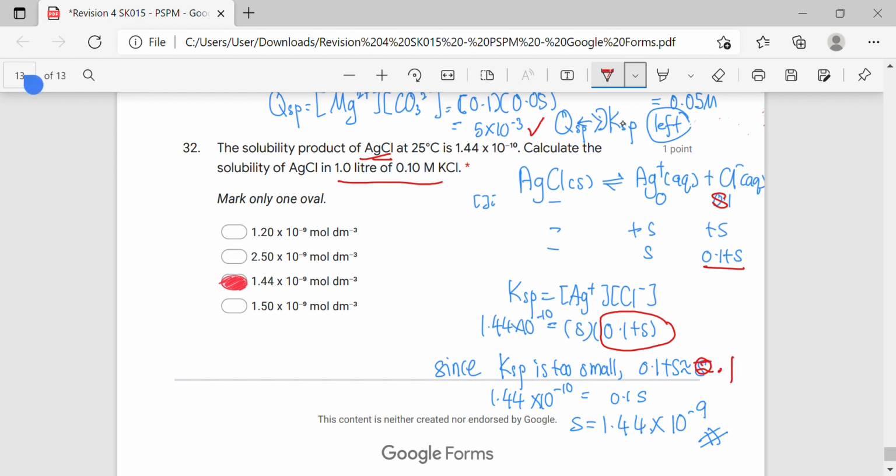So 0.1 times S, 0.1 S equal to 1.44 exponent negative 10. So S equal to 1.44 exponent negative 9.